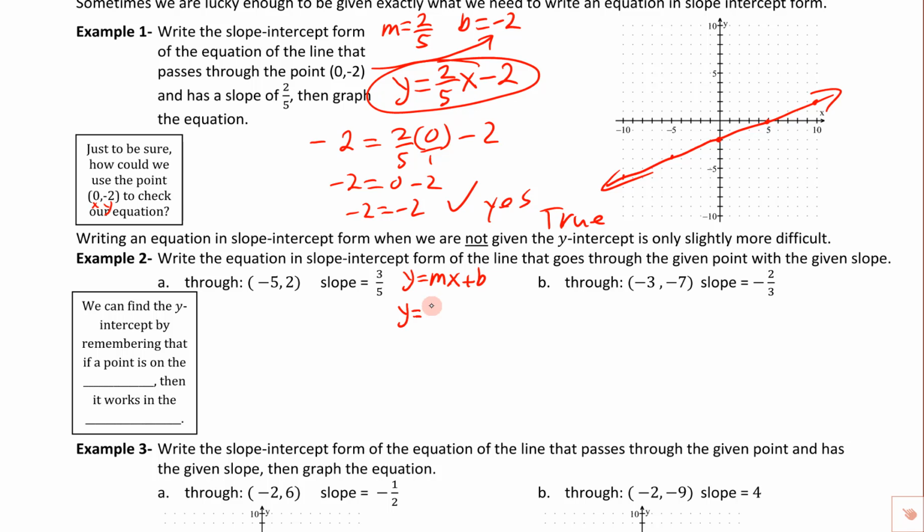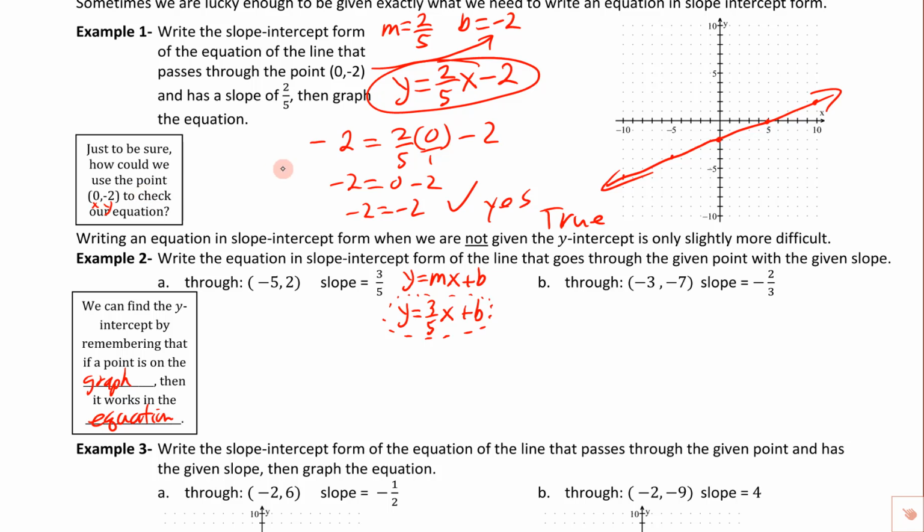So here's what I like to do. I like to write down y equals 3/5 x plus b, and then I like to put a dotted circle around that. And by putting a dotted circle around that, what I'm saying is I'm almost there. I almost have this done. All I need to do is find what the y-intercept is, and I'm all finished. So here's how we find what the y-intercept is. We can find the y-intercept by remembering that if a point is on the graph, then it works in the equation. So if this point is truly going to be on the graph of this line, then it better make this equation true. So here's what we're going to do. Very similar to what I did up here when we were just checking.